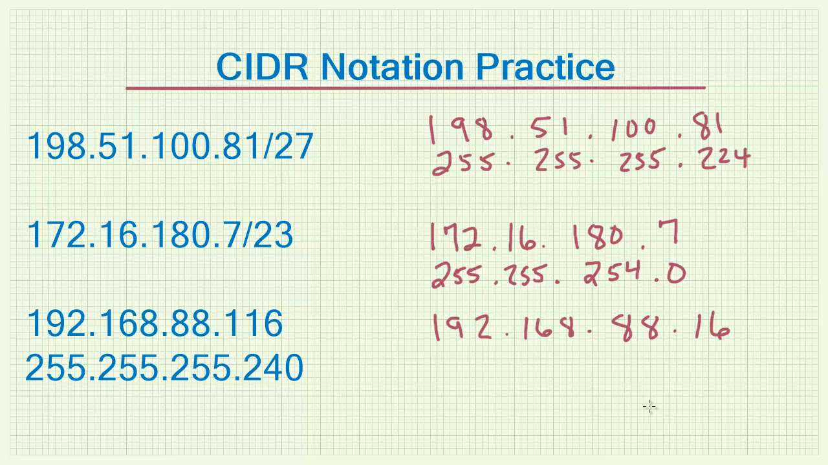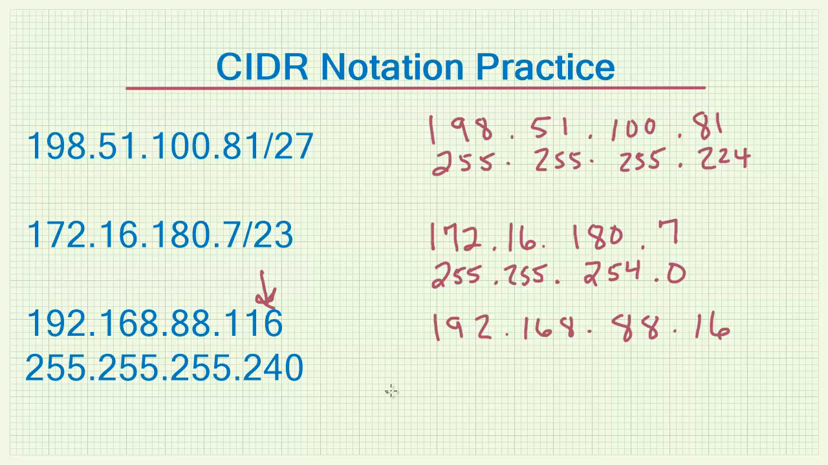So in this last example, we're asked to do the conversion the other way. We're given the decimal mask. So given this decimal mask, what would the CIDR notation, what would the slash number be for 192.168.88.16 with a decimal mask of 255.255.255.240? Well, let's think through that. First of all, let's identify the interesting octet. It's going to be this last octet right here, because 255.255.255, that would be a /24. So we're going to be several bits beyond 24 to add up to 240.